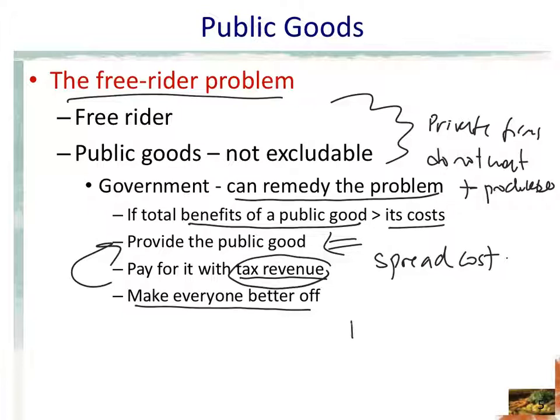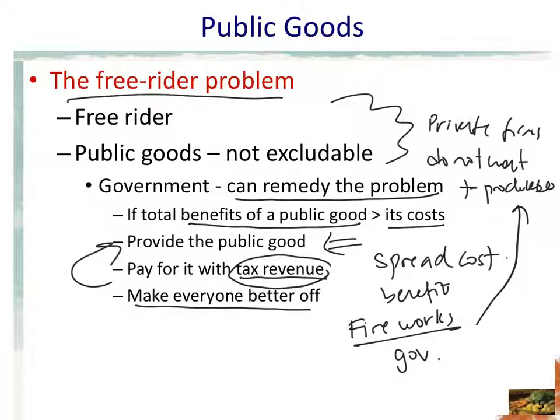Because we enjoy fireworks. We want it, there is a benefit to it. But no private firm wants to do it. But government can solve the problem by providing and financing it by tax revenue.